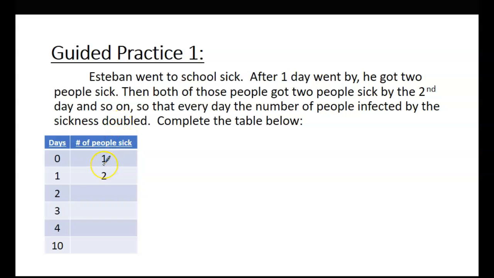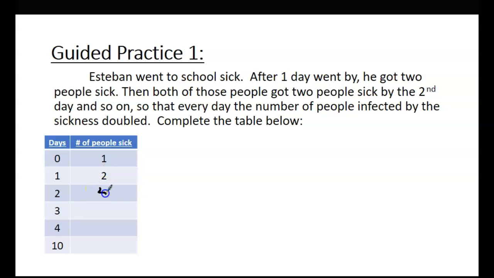It says Esteban went to school sick. After a day went by, he got 2 people sick, and then those people got 2 people sick, by the second day, and so on. So that every day the number of people infected by the sickness doubled. So we're going to complete the table. On day 0, there's only 1 person sick. It's Esteban. On the first day after that, after 1 day's gone by, 2 people got sick. On the second day, after the second day's gone by, how many people will be sick?